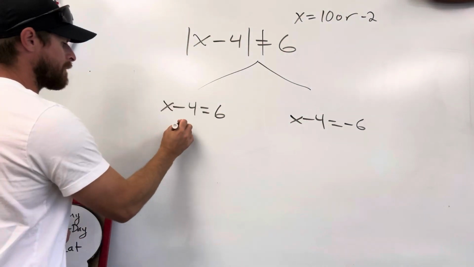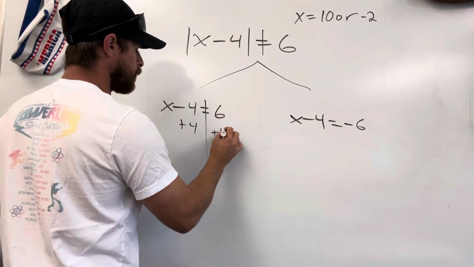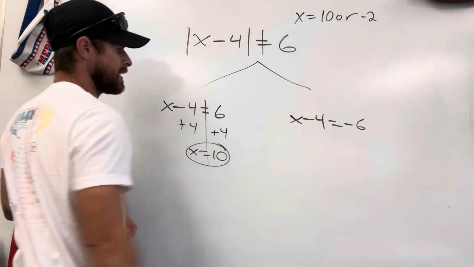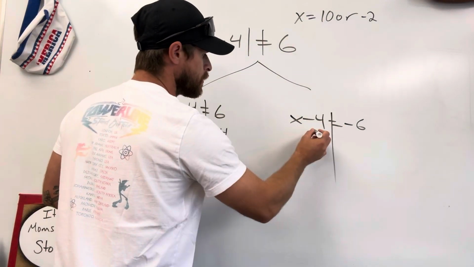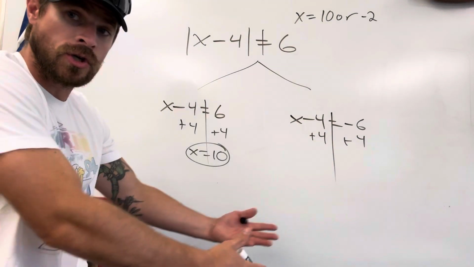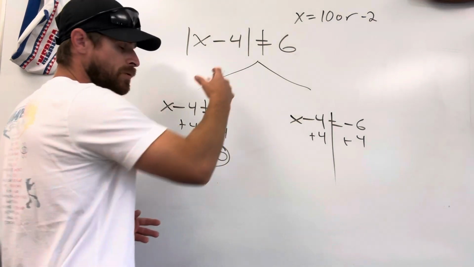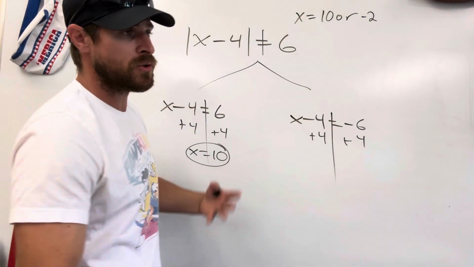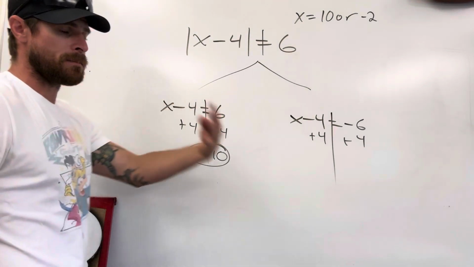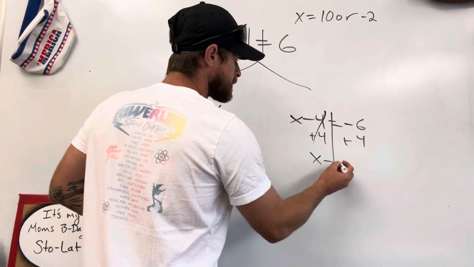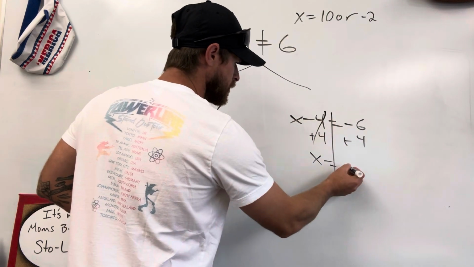Okay, so add 4, cancels, add 4, x is equal to 10. By golly, didn't we already have 10? Yes, we did. Over here, you would add 4. We're just using our inverse operations, which you should already have learned by now, because if you're moving on to solving equations with absolute values, you already have probably solved equations with distributive property, combining like terms, variables on both sides, all that good stuff. x is equal to negative 6 plus 4, which is negative 2.